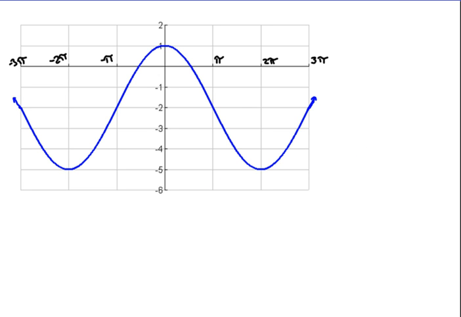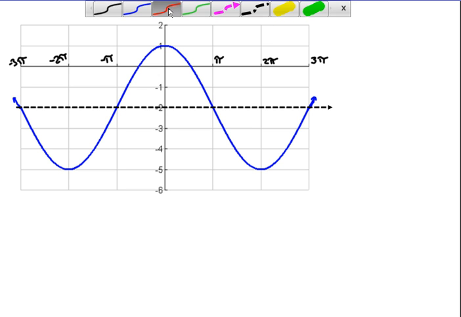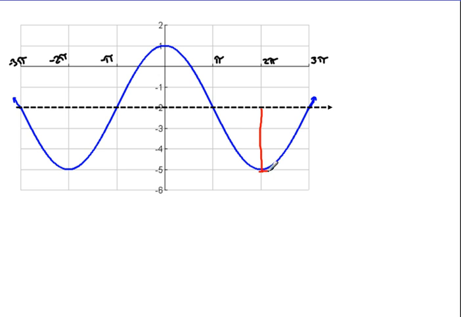The easiest way to do that, I think, would be to eyeball where your midline would be. We can see that the line that would divide this function into 2 halves would be the line y equals -2. From the midline, we have to go down 3 units to get to the minimum, or up 3 units to get to our maximum, either way you want to think about it. And that is going to be our amplitude.